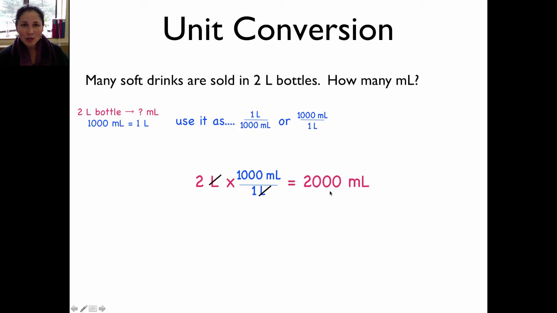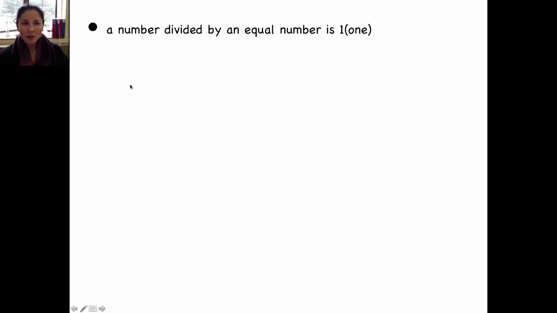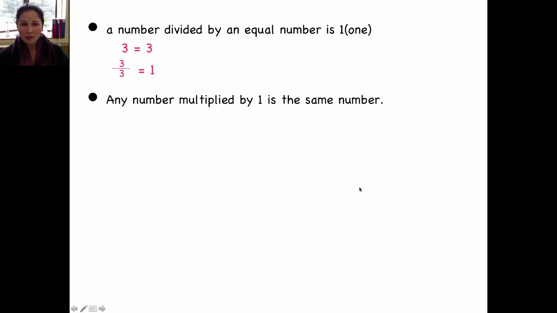This is a very simple problem, but it's important that you understand why we can cross off liters and why we can write that 2 liters is the same as 2,000 milliliters. There are 3 main principles that allow us to do this. These are mathematical principles. The first one is that a number divided by an equal number will always equal 1. For example, you know that 3 is equal to 3, and therefore 3 divided by 3 must be equal to 1.